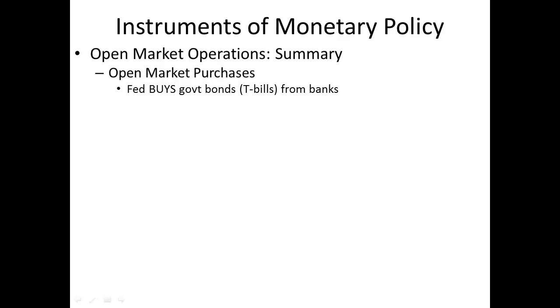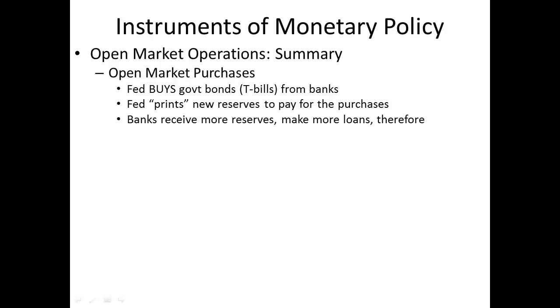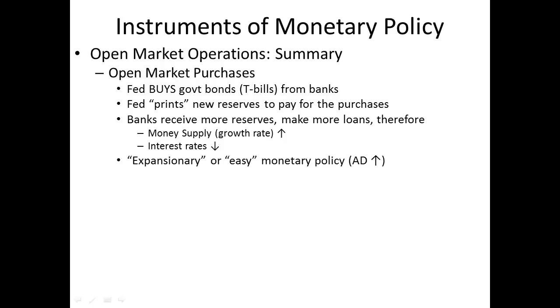With open market operations, just let me give you a hint here. Think in terms of the Fed. What is the Fed doing? Buying and selling. Where's the Fed getting the money when it buys? It's printing it. Okay. Fed is printing new reserves to pay for the purchases. Banks receive the reserves. Okay, they give up the T-bills over to the Fed, and when banks get more reserves, they make more loans. Therefore, the growth rate of the money supply is going to go up, and interest rates are going to go down. Okay. This is labeled expansionary or easy monetary policy.